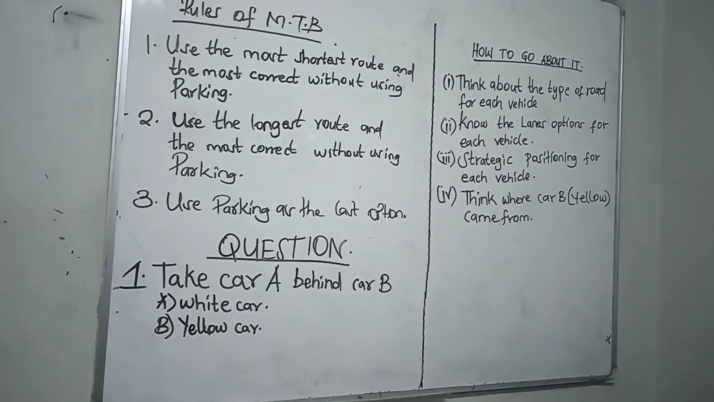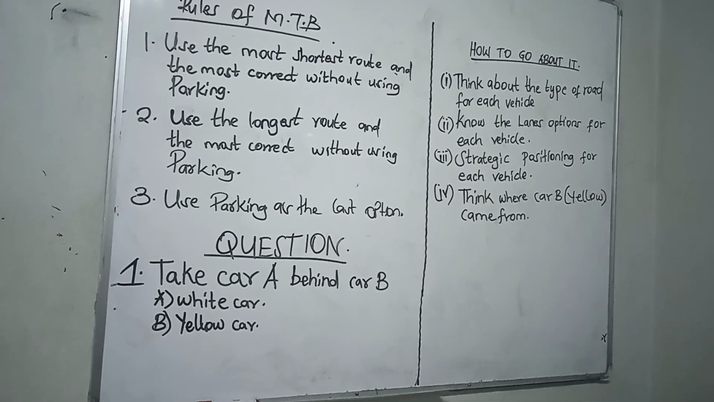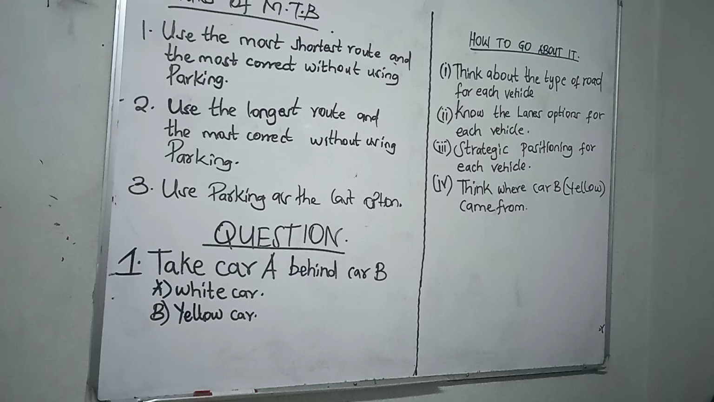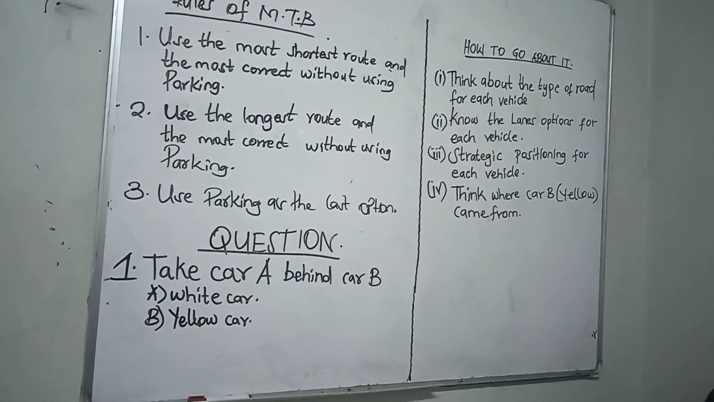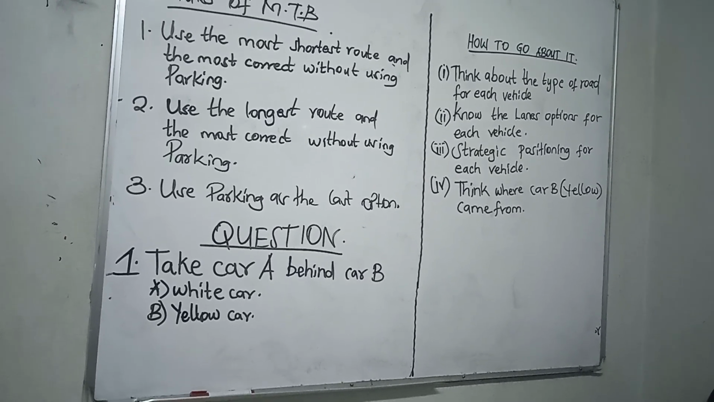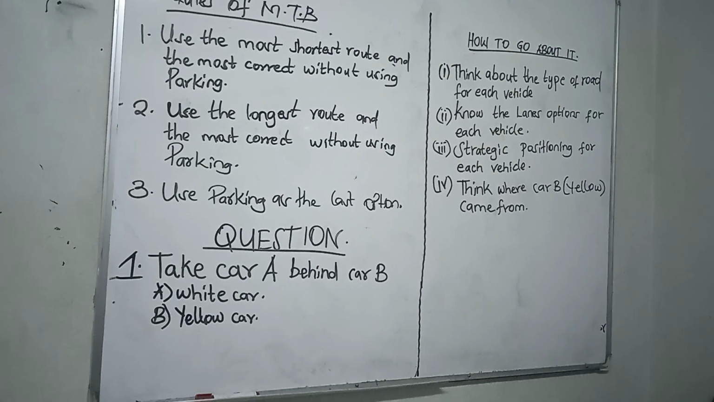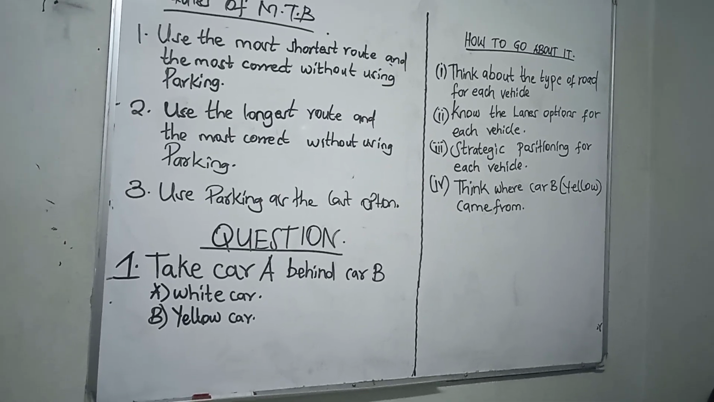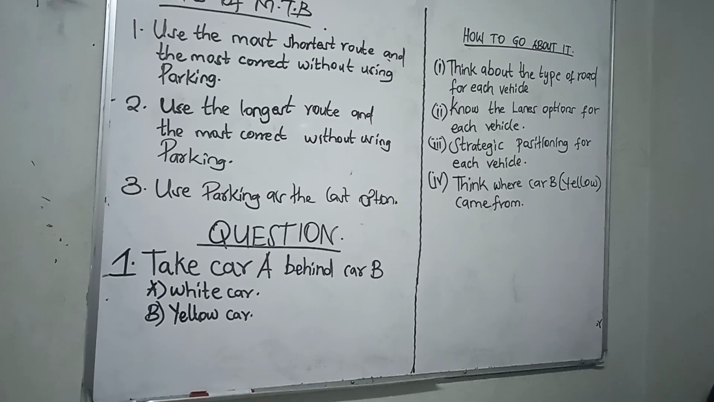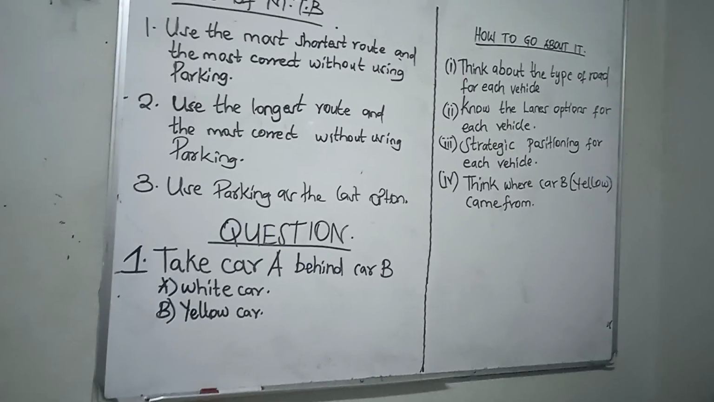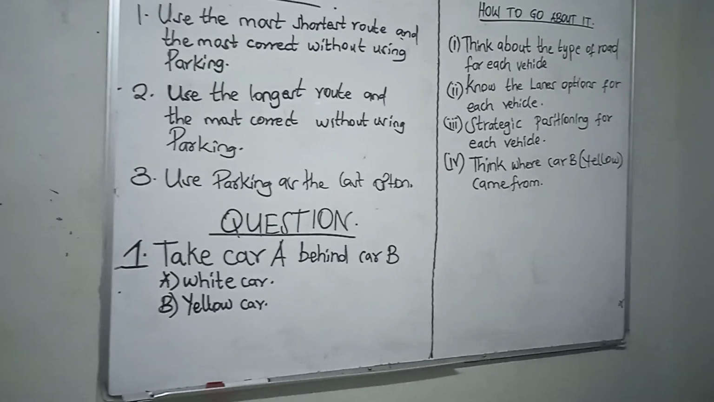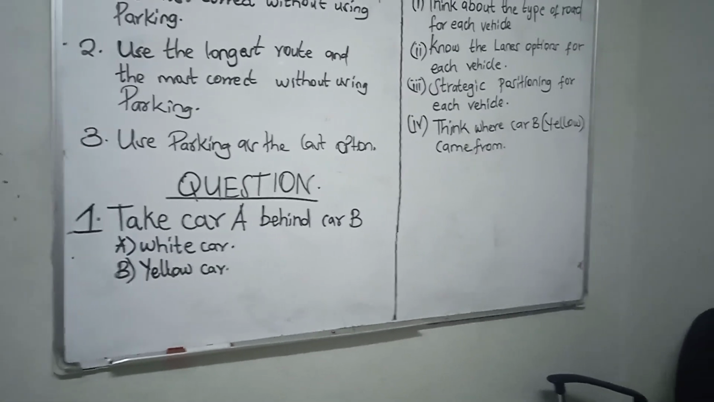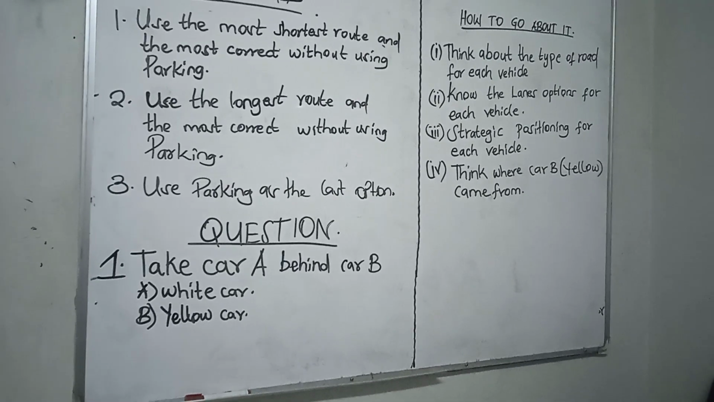Point number two, know the length options for each vehicle. For example, if car A is in lane 2, do you know the options of that car? If car B is in lane 3 on the major road, do you know the options of that car? Good, that is point number 2. Point number 3, look at the strategic positioning for each vehicle.